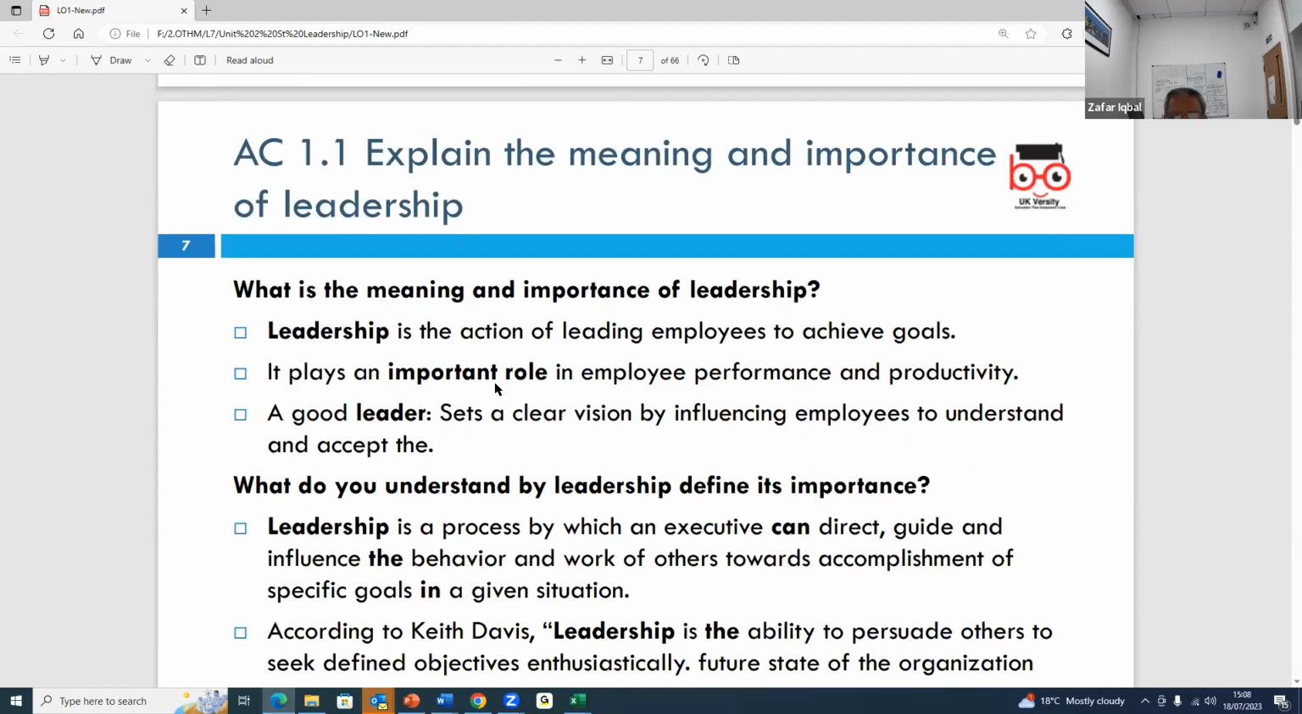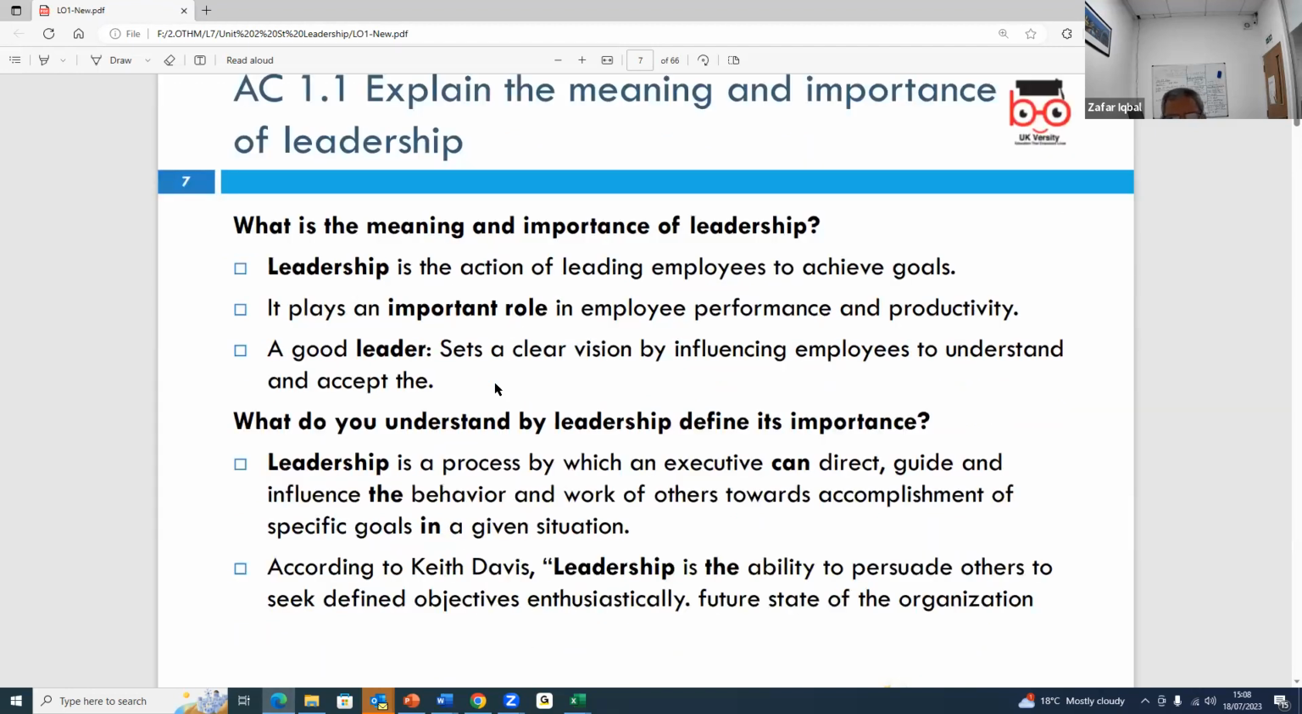We need to look at the meaning. What's the meaning of leadership, and what's the importance of that? Now, leadership, as we said earlier, is a person, or a leader is a person who leads, who sets a clear vision, who sets a clear goal. He or she influences other people to understand and accept what the matter is. And this person, the leader, is a person who is leading by action, by doing it himself, showing it by example, so the other people follow it.